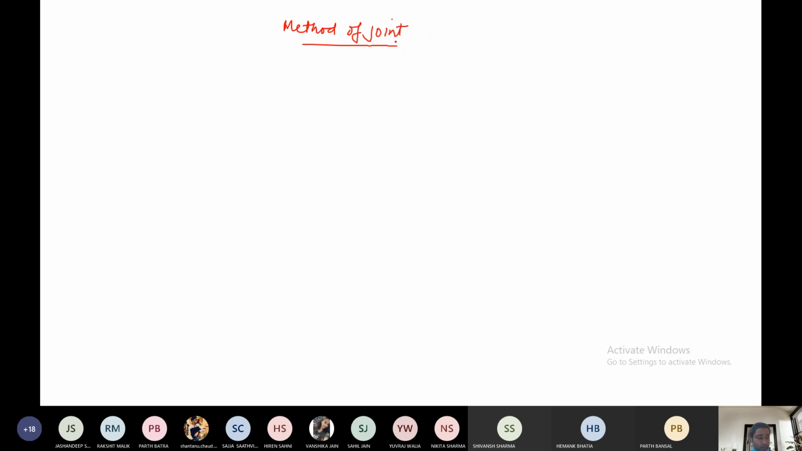Okay. Then write steps involved in analysis of method of joint. Now I am writing here steps involved in analysis of method of joint. So there are four steps. Write down step number 1.